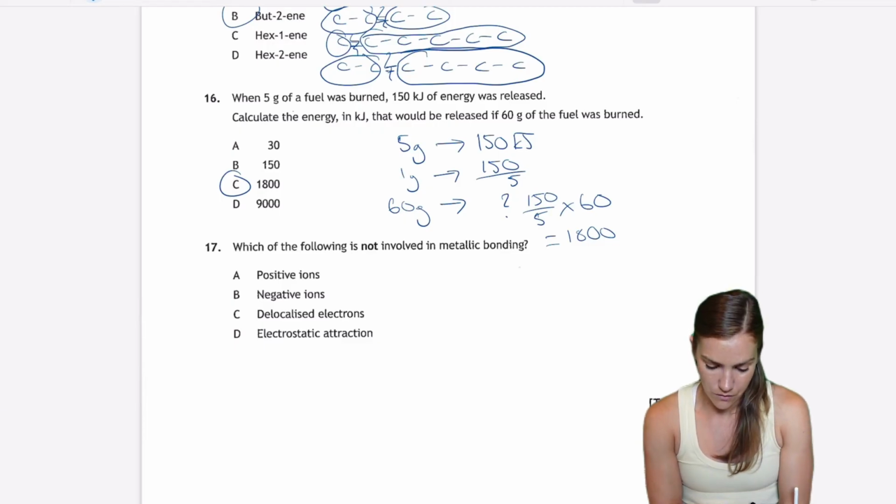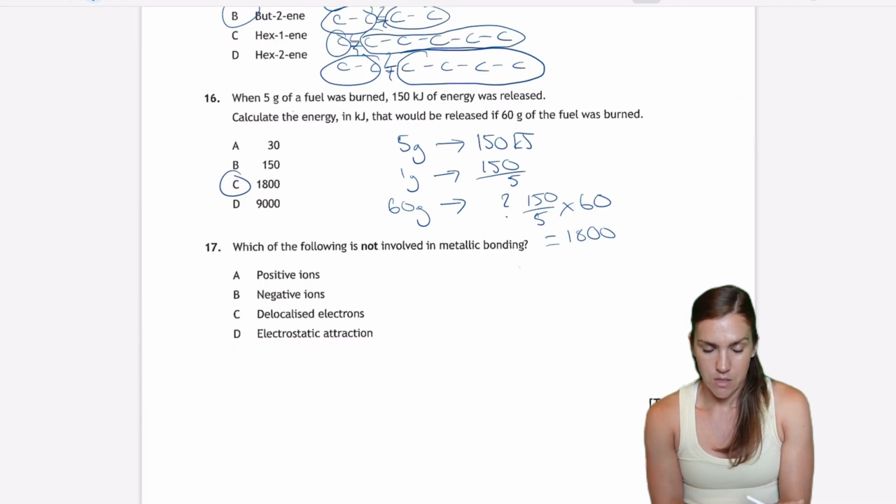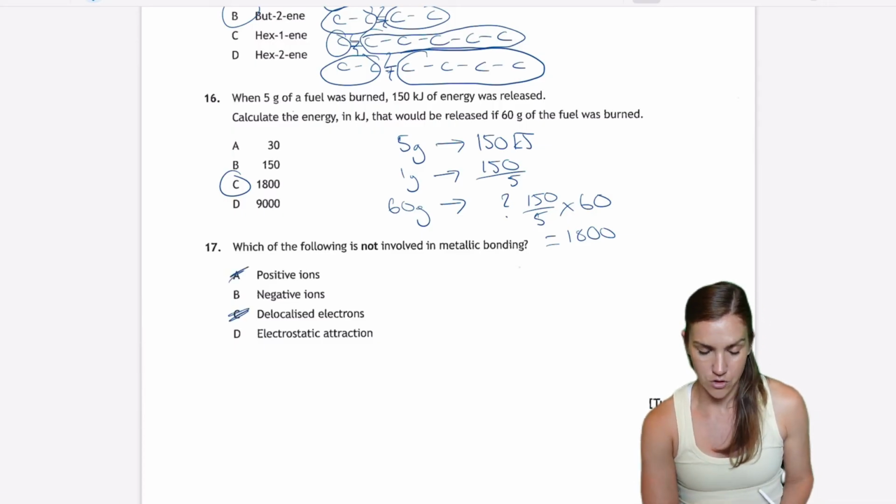Question 17, which of the following is not involved in metallic bonding? The description of metallic bonding is positive ions surrounded by a sea or a cloud of delocalized electrons. So we definitely know there's positive ions and we definitely know there's delocalized electrons.